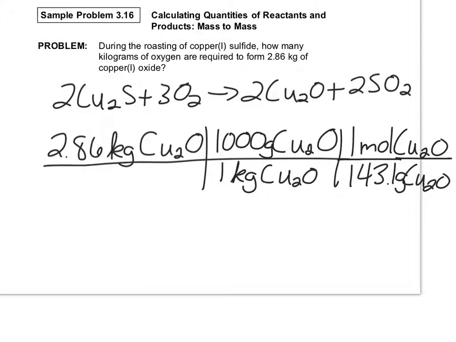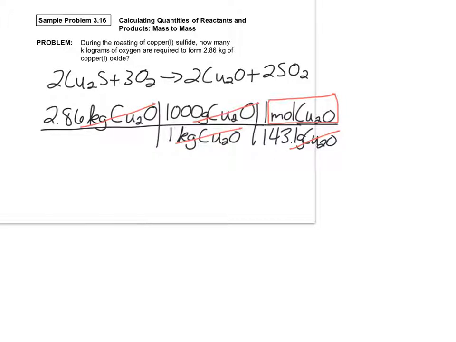So let me check my units. I've got kilograms divided by kilograms. They cancel because that's equal to 1. I've got grams divided by grams. They cancel because that's equal to 1. So these are my units, moles of copper 2 oxide. That's what I'm going for so that I can use these stoichiometric coefficients in the balanced equation to convert from one thing to something totally different.